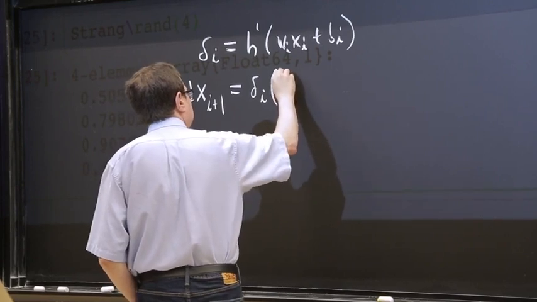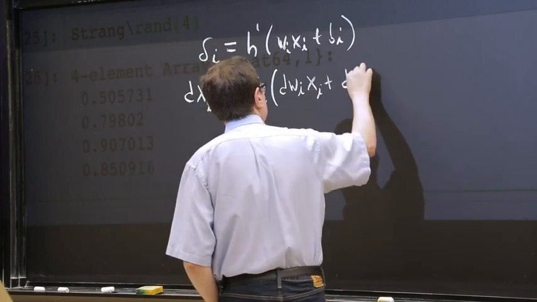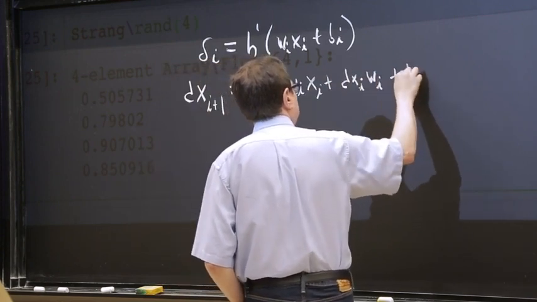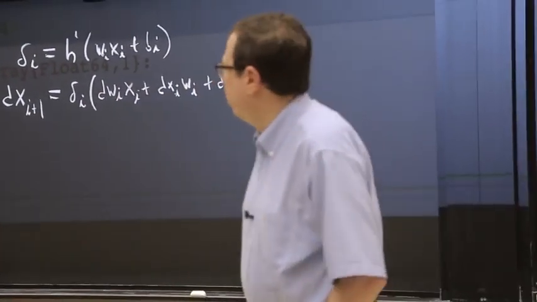I'll have dw_i x_i plus dx_i w_i plus db_i would be the differential. So I'm almost done.